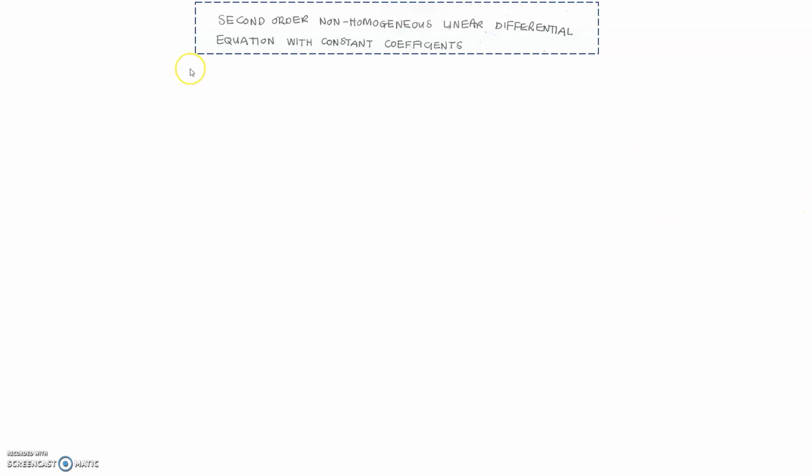Okay, so in this video, we are still at solving second order non-homogeneous linear differential equation with constant coefficient. So let's have a look at this example in which the f(x) contains a trigonometry function.